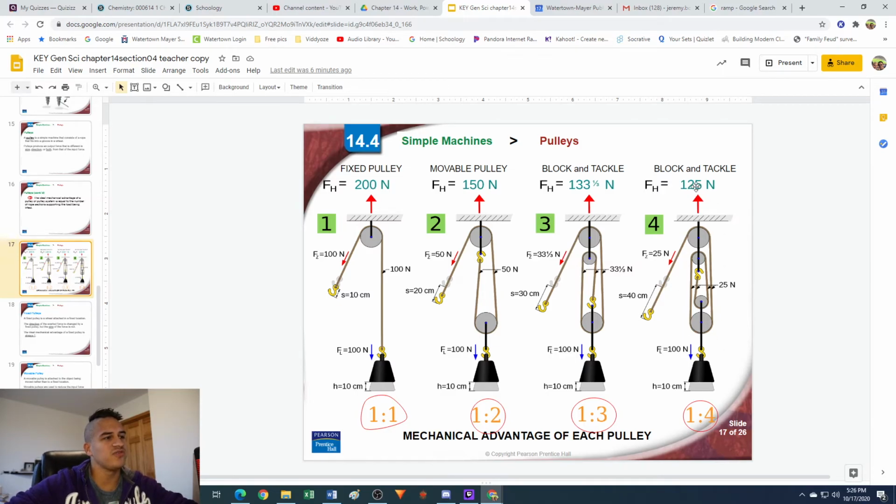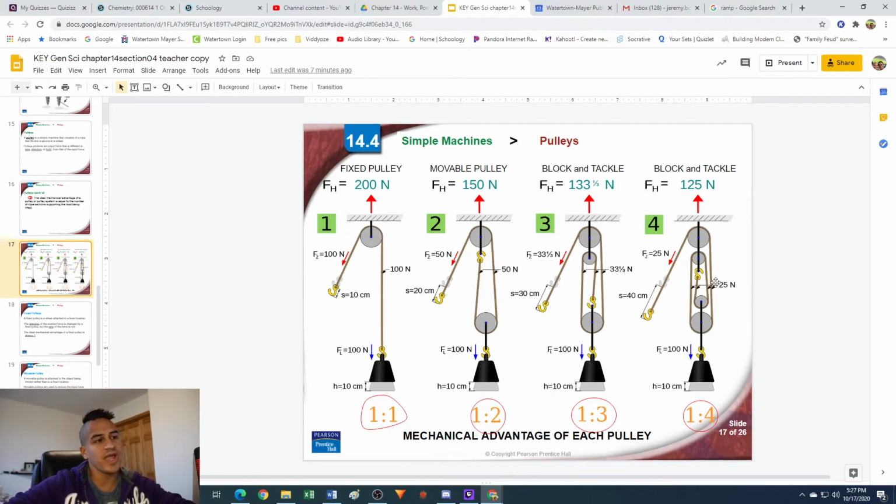The last one is another block and tackle. It's just more complicated. If we count all the ropes on this, we have 1 rope, 2 ropes, 3 ropes, 4 ropes, all pulling up on this object. Therefore, it is going to reduce the amount of force you need by a factor of 4. It has a mechanical advantage of 4. So if this object is 100 newtons, you only need to pull with 25 newtons of force.